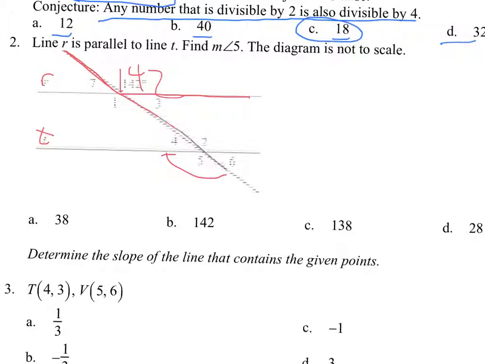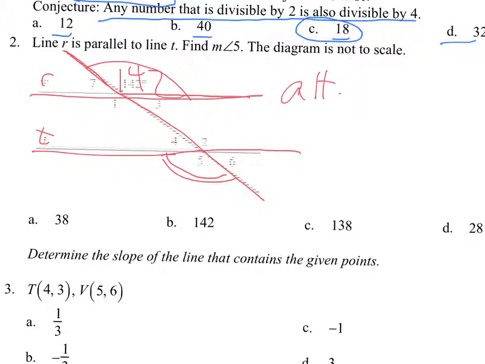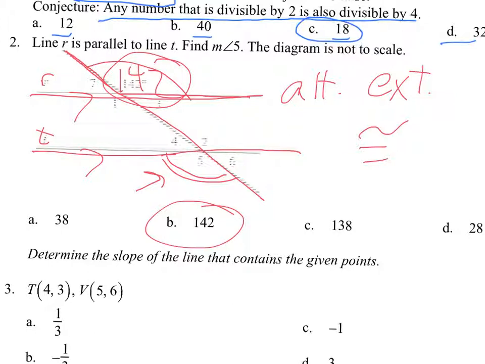Well, this transversal cuts these two parallel lines, and these two angles are actually alternate exterior, which when lines are parallel, alternate exterior angles are congruent. Therefore, angle 5 is also 142 degrees. So my answer is B.